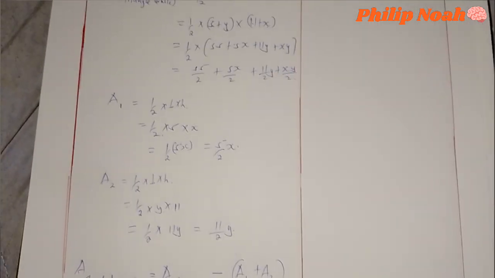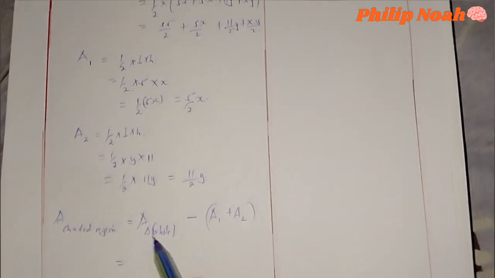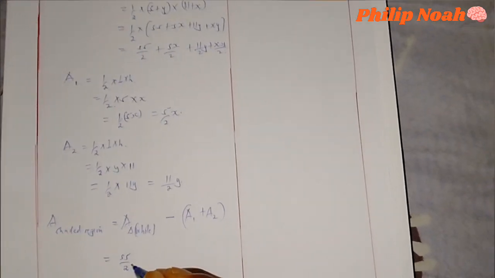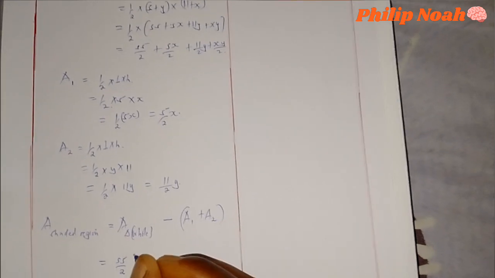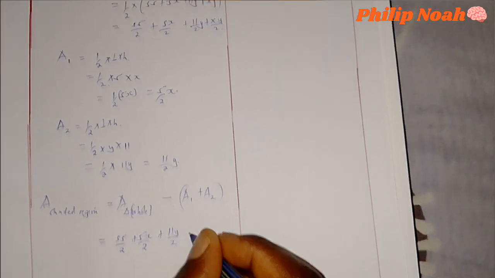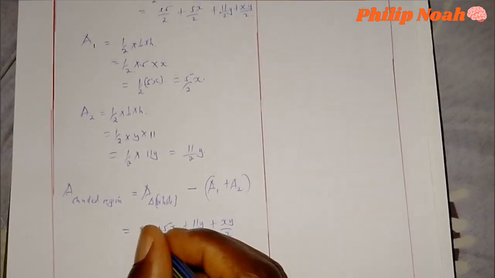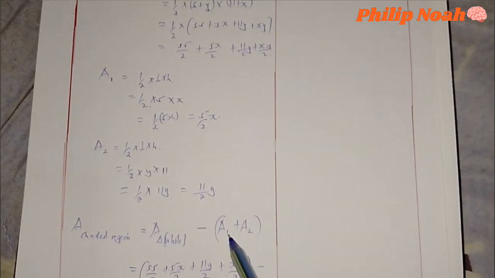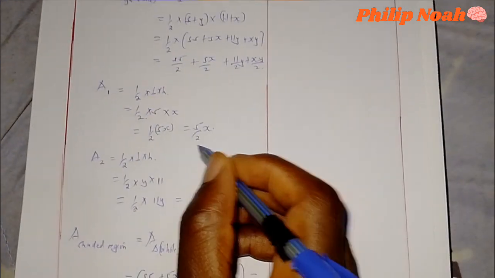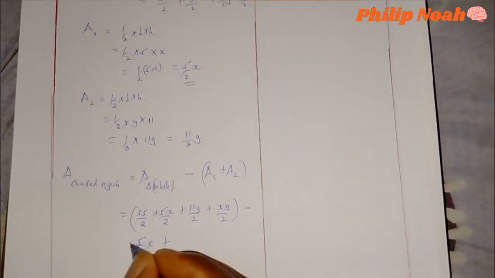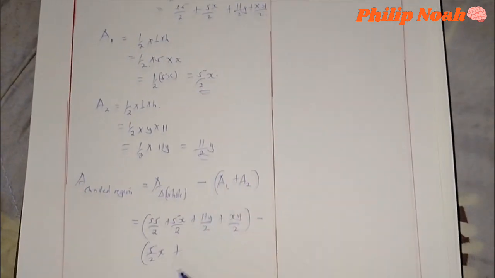Are we there? And the area of the whole of the triangle is 55 over 2 plus 5x over 2 plus 11y over 2 plus xy over 2. Are we there? Minus the area 1 plus area 2. Area 1 is 5 over 2x, sorry, it is 5 over 2x, plus area 2, this one, 11 over 2y.